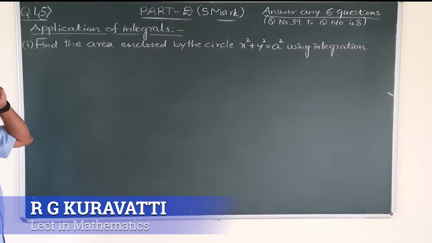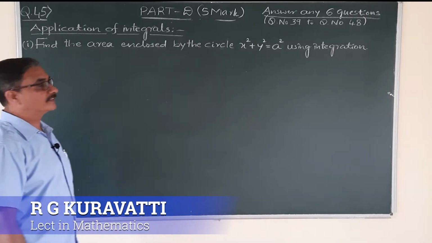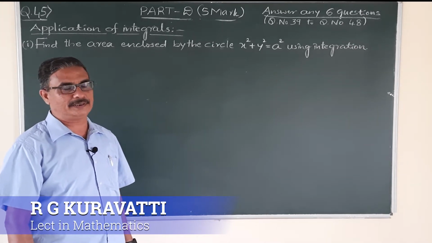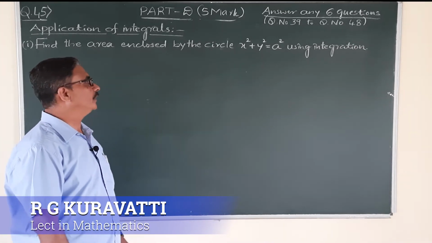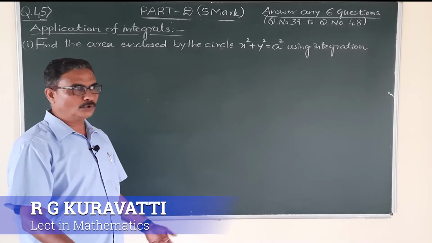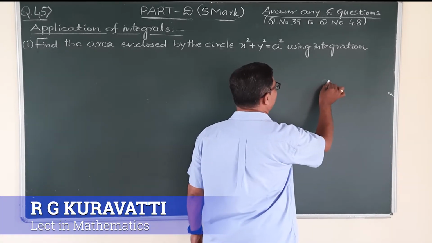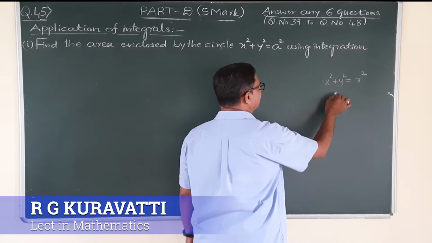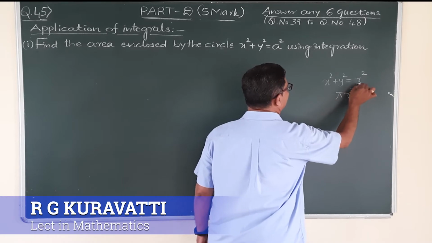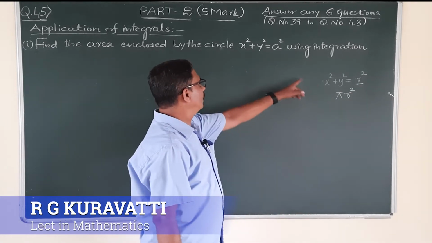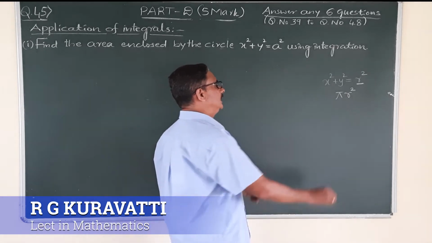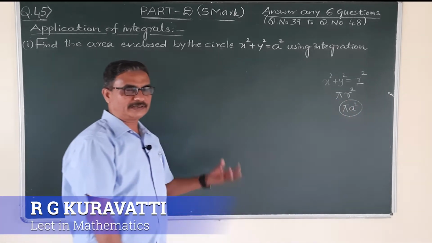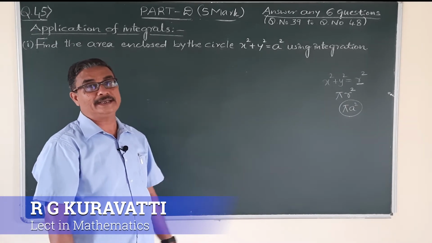Find the area enclosed by the circle x square plus y square is equal to a square using the integration method. By using integration, find the area of the circle. You know the formula: the area of the circle x square plus y square is equal to r square is pi r square, where r is the radius. Here the radius is a, so the answer is pi a square. That is the area of the circle formula, pi a square. Now we must prove it by using the integration method.